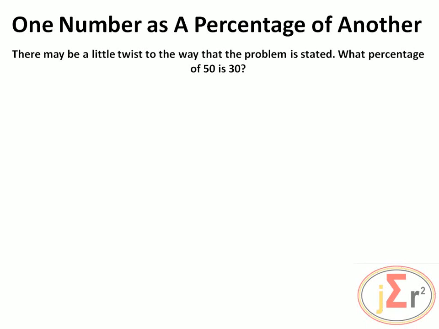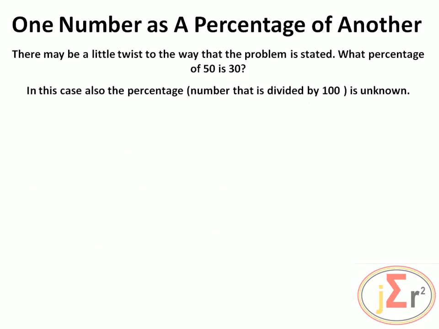There may be a little twist to the way that a problem is stated, like this one. What percentage of 50 is 30? So what percentage? We do not know the percentage. That means we do not know the numerator. In this case also, the percentage, that is the number that is divided by 100, is unknown. It is saying what percentage. That means we do not know the number that goes over 100. And it is equal to 30 over 50.